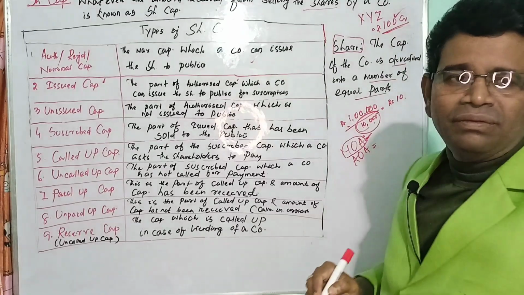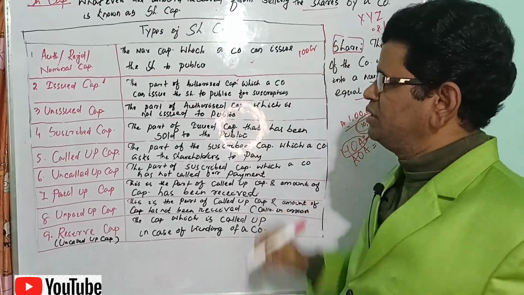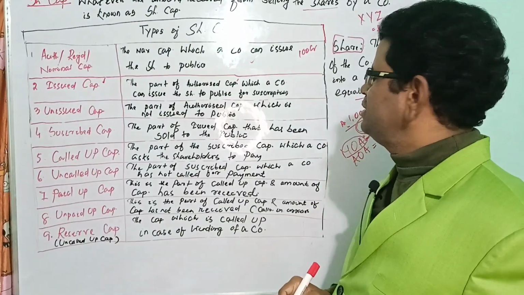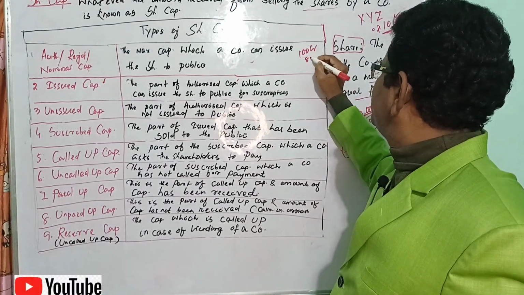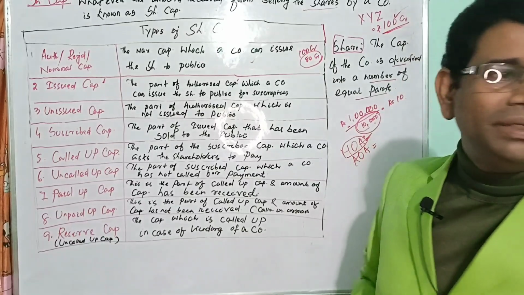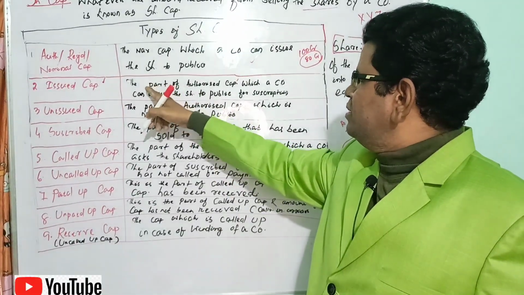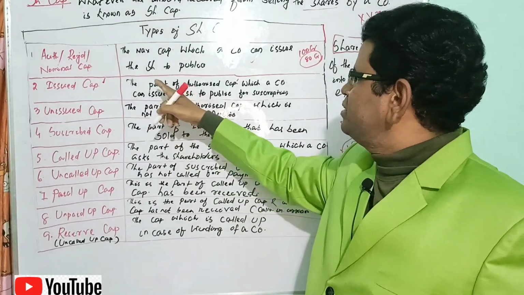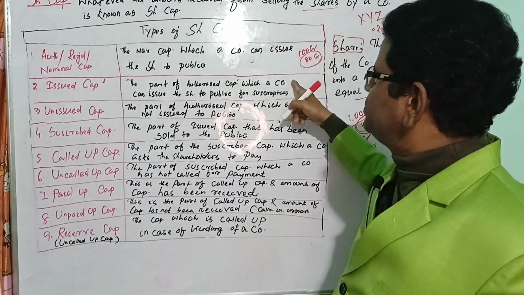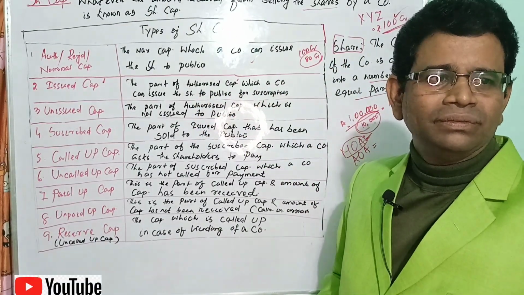Suppose the authorized capital is 100 crores. The company can issue, let's take an example, 80 crores. So here the 80 crores will be known as the issued capital. Once again, I will repeat: the part of the authorized capital which XYZ company can issue as shares to the public for subscription.